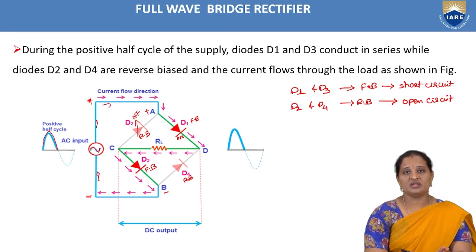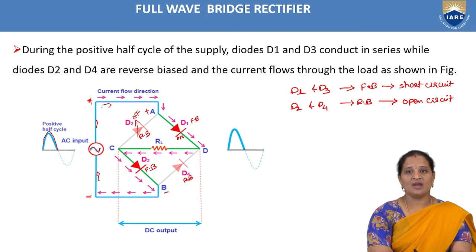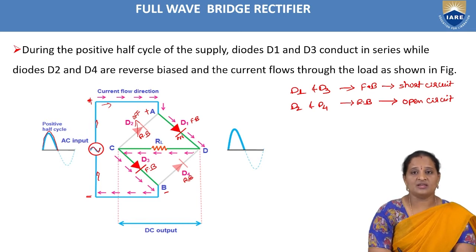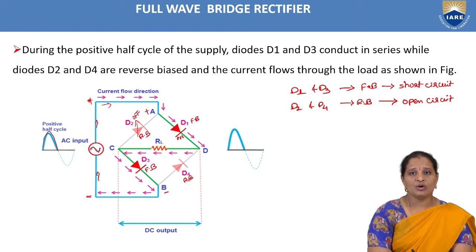So that means during the positive half cycle of the input AC supply, as diodes D1 and D3 are forward biased, they are short circuited, and diodes D2 and D4 are reverse biased, and hence current starts flowing through the load resistor from point A through diode D1, which is on, through the load resistor, and through the diode D3, which is also on, and through point B of the transformer secondary winding. So in this case, the current through the load resistor is in the direction from point D to point C.